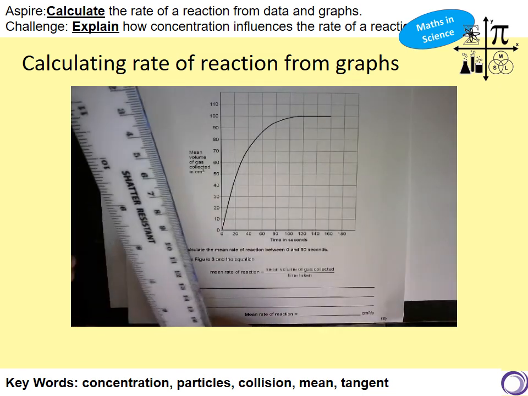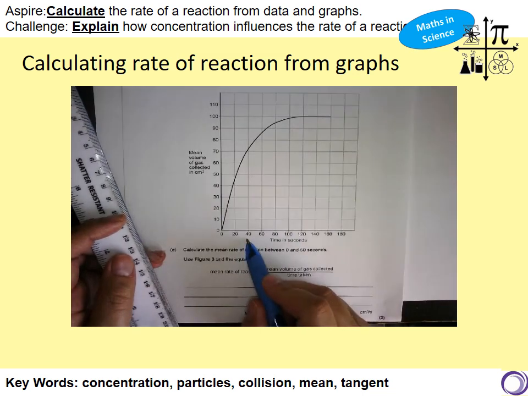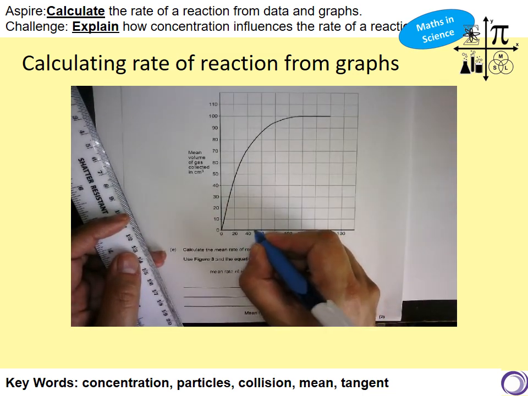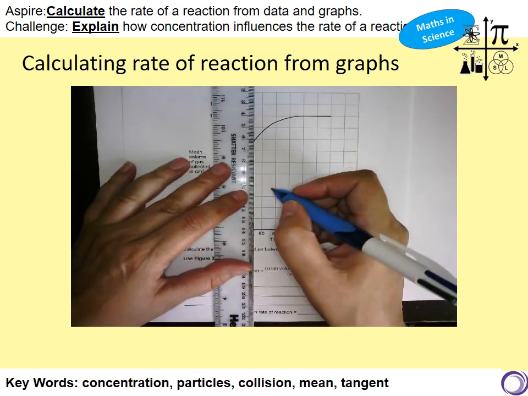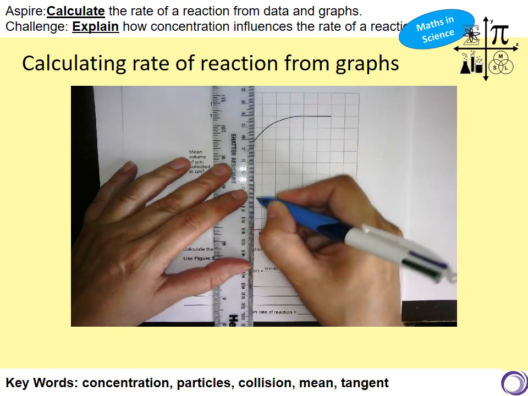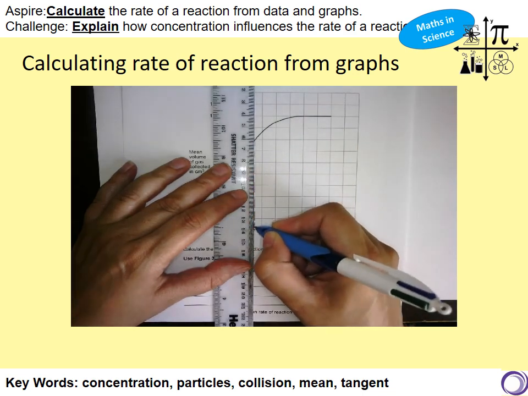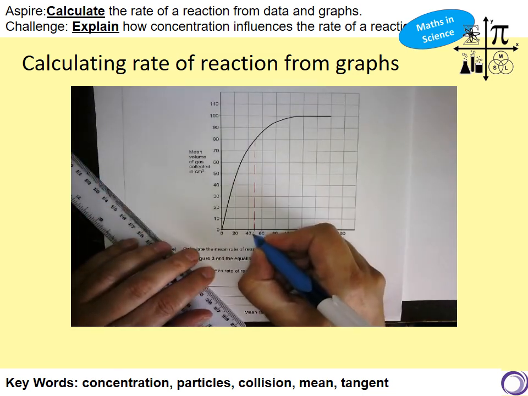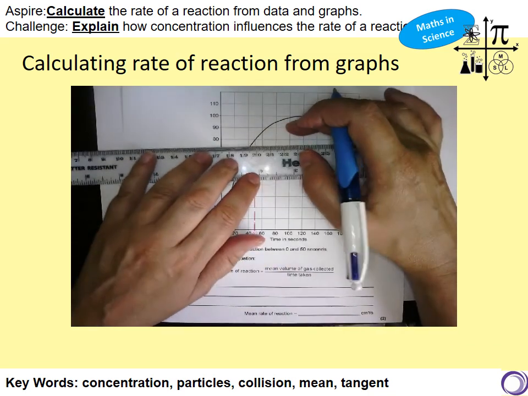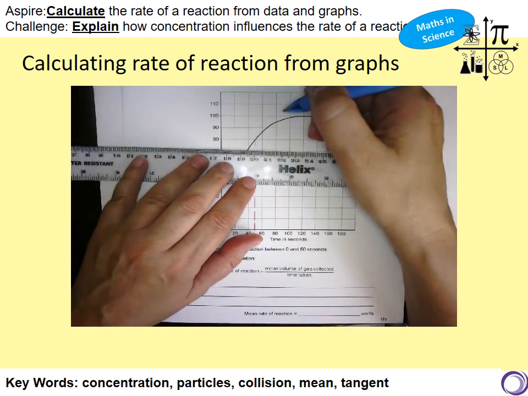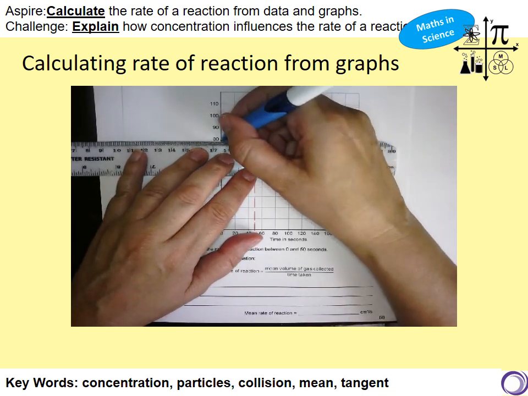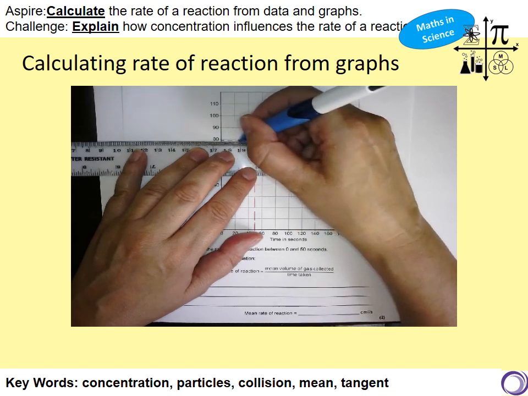So the first thing we need to do is find 50 seconds on our graph, and it goes up in 20, so we're going to be halfway between 40 and 50. So I'm going to draw a dotted line there. That's 50, and once we've hit the curve, we then need to go across to the y-axis and take the reading from the y-axis. In this case, it's just below the 80.